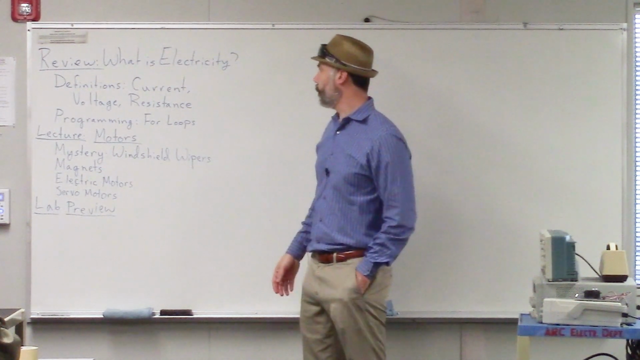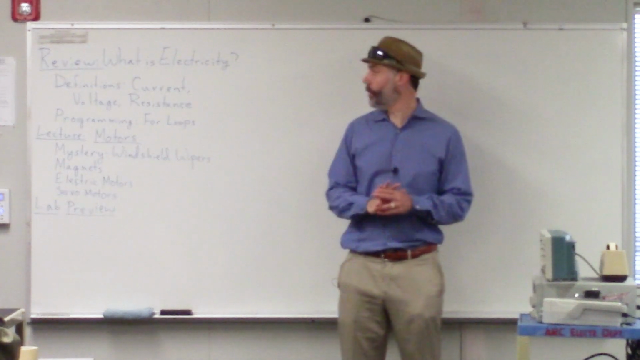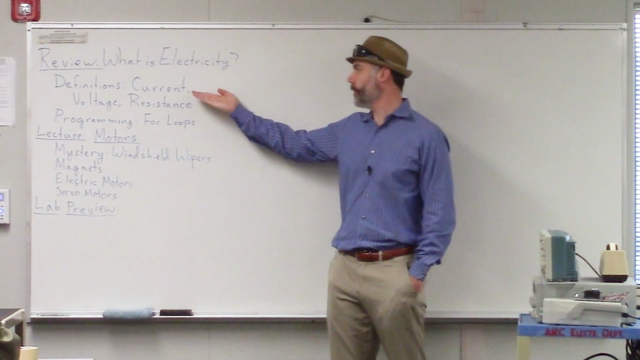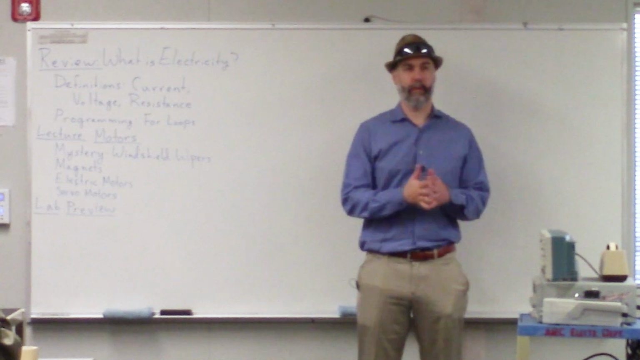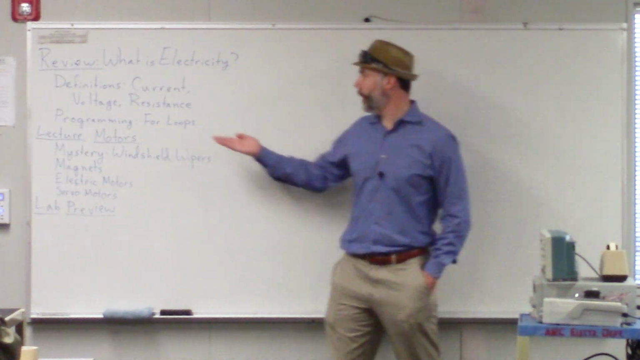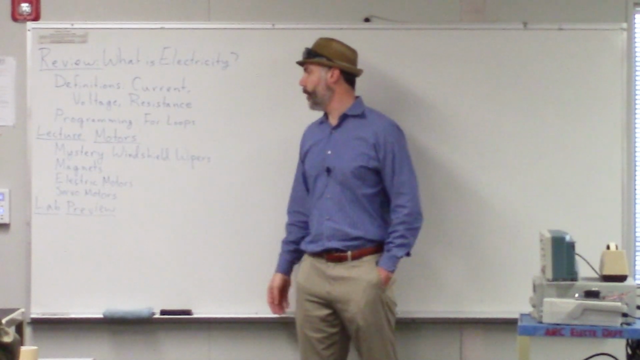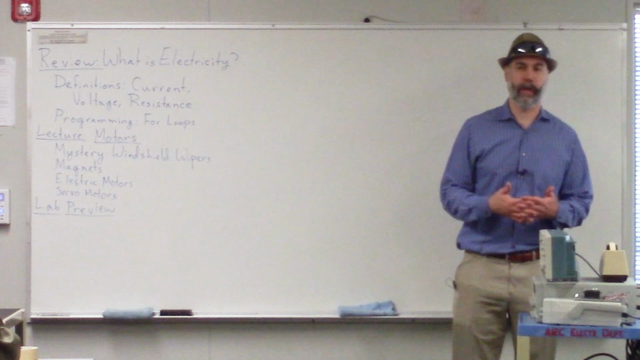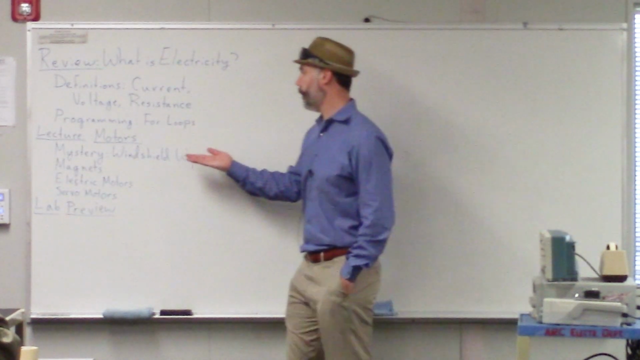All right, so today we're going to start with a review of what we talked about last time. We discussed what is electricity. We'll just remember that briefly. We'll go over some definitions of some key terms: current, voltage, and resistance. Talk about what those are and what they mean for electricity. And then we'll remember a little bit about programming, about for loops in particular, because those are really going to play a key part in today's lab. And then we'll go on to our main topic for today.